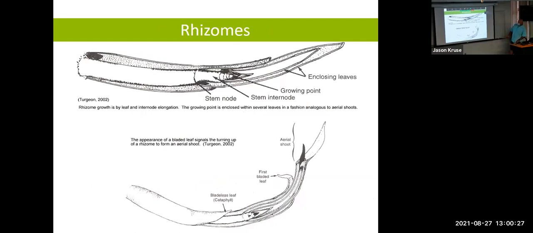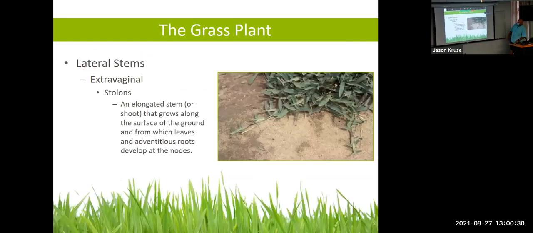Rhizome structure, which I'm not going to test you on, so it's there for your benefit if you want to look at it. Stolons, we've talked a lot about this so far. This is St. Augustine grass, and the stolons grow laterally across the surface of the soil compared to the rhizomes of some of the other grasses, which grow underneath.